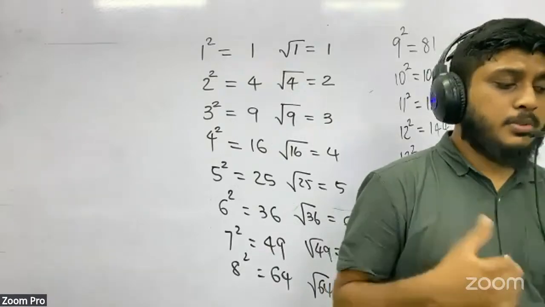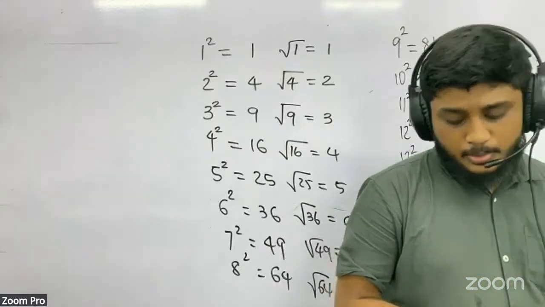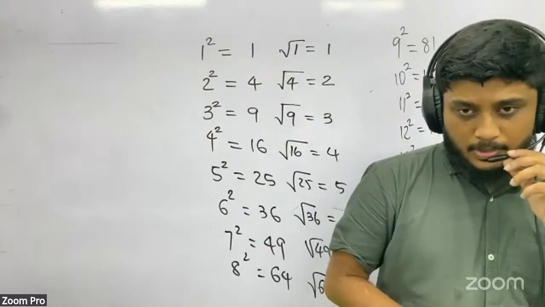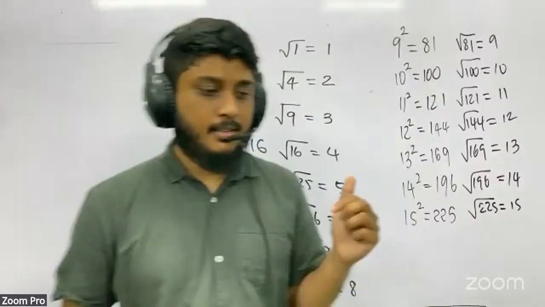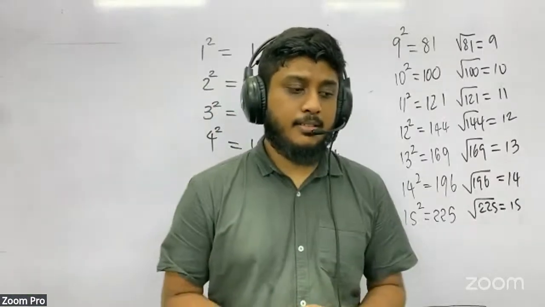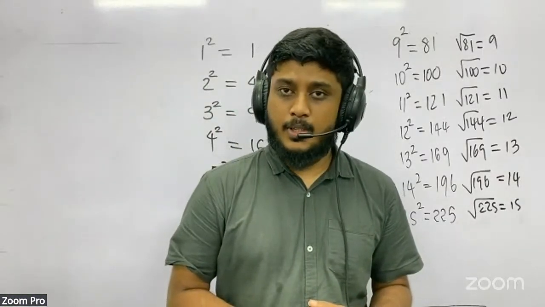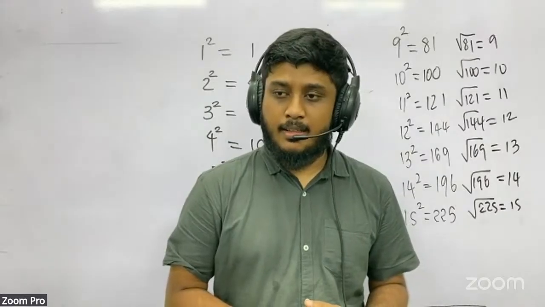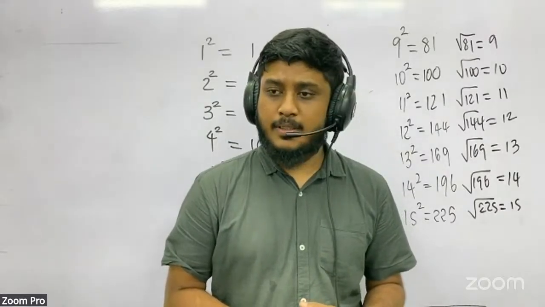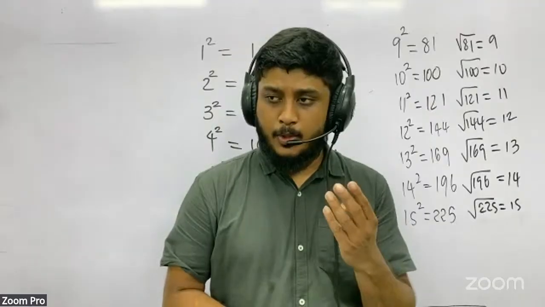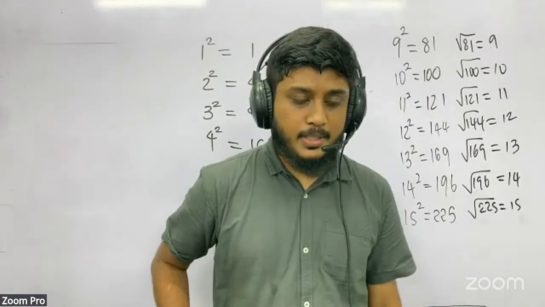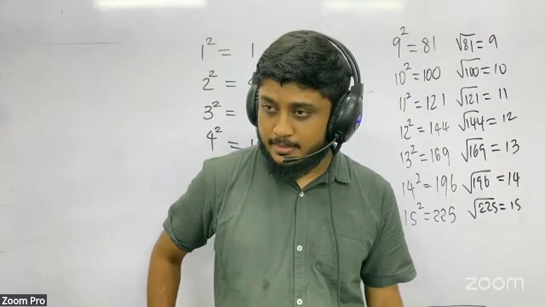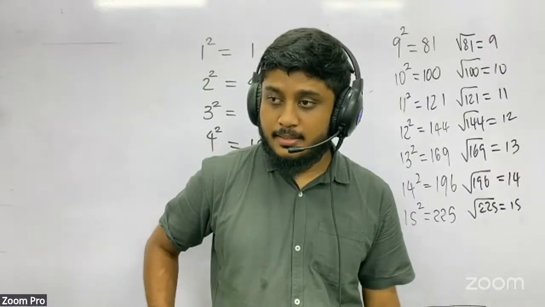Now, Buddha, even though we know the squares, we should also be able to do it the other way out. For example, if they ask what is the square root of 16, how much is the square root of 16? 4. Square root of 9? The answer is 3.